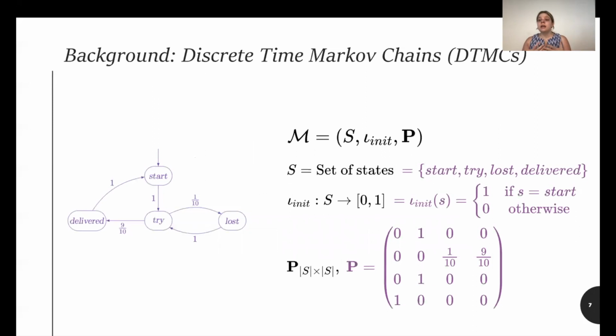Some background on the field of probabilistic model checking. In our work, we consider both discrete time Markov chains and Markov decision processes, but for the purposes of this presentation, we're just going to look at the Markov chains. A Markov chain is defined by a set of states, for example, start, try, lost, and delivered, an initial state, here the start state, and what is called a transition probability matrix. This represents all of the transitions in the system and the probability with which they occur. Each row and each column indicates a state, and the entry in the matrix represents the probability of transitioning from one state to the other state.